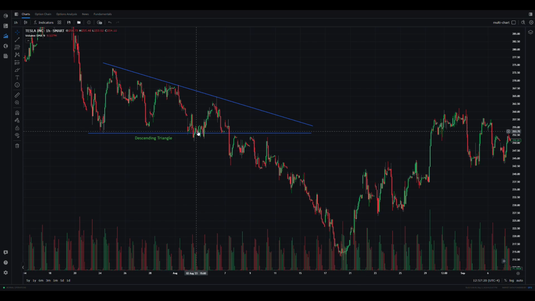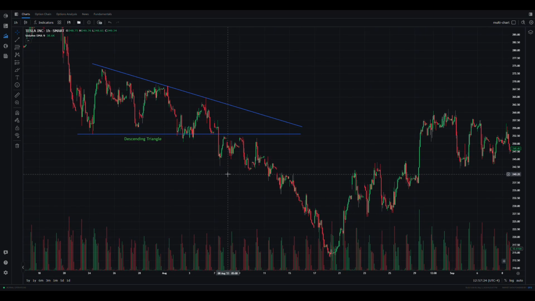Traders often interpret this as a bearish signal and may initiate short positions accordingly. Traders often search for confirmation through volume when a breakout occurs from a descending triangle. An ideal breakout is accompanied by increased trading volume, indicating strong participation and conviction in the downward move.